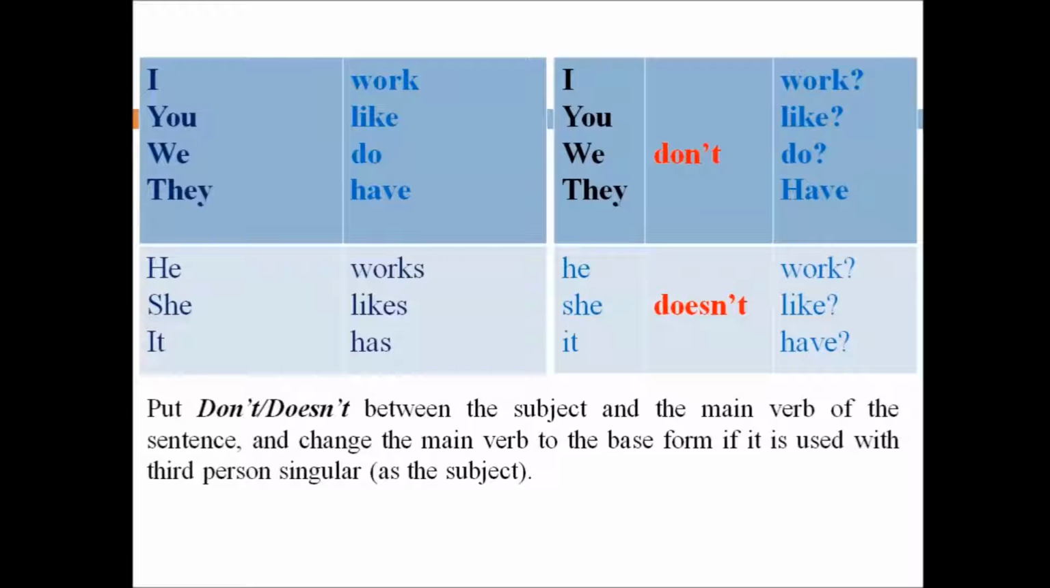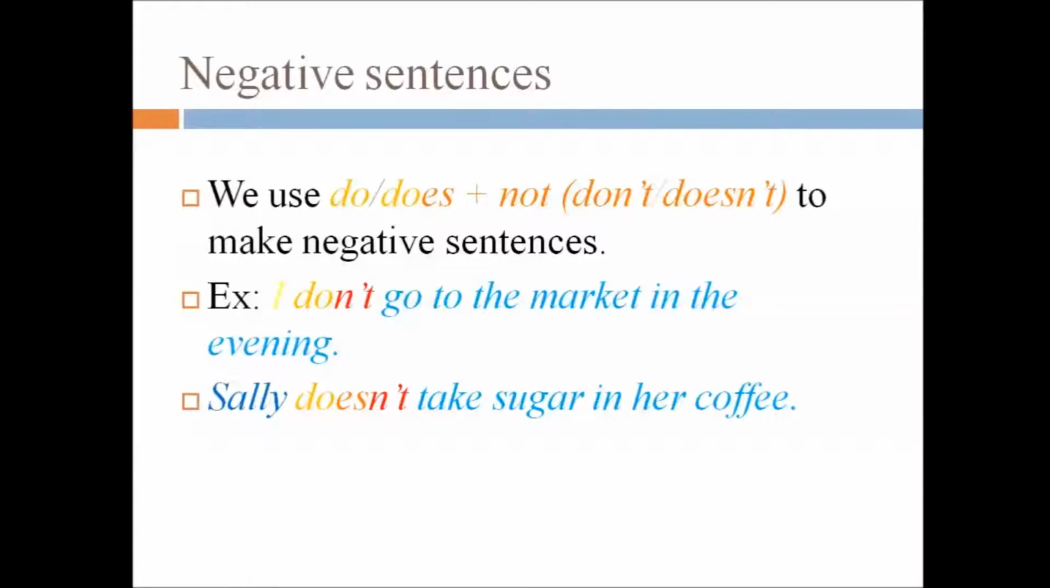Okay, so again and again, put don't or doesn't between the subject and the verb. Just remember, the verb is the base form. Now have a look at more examples. We use do or does plus not. You can say don't or doesn't to make the negative. For example, I don't, you don't, we don't, they don't. I don't go to the market in the evening.